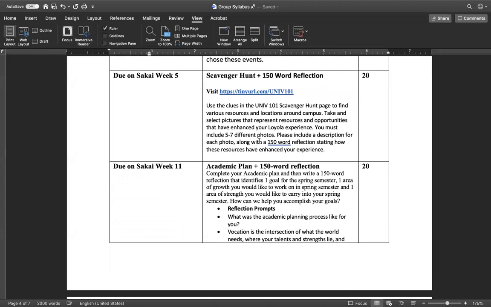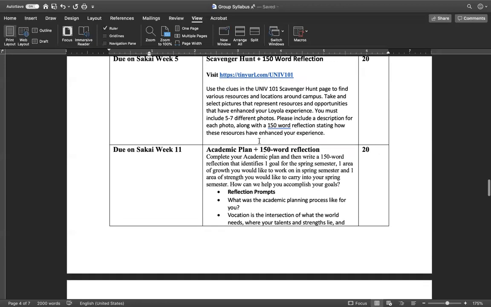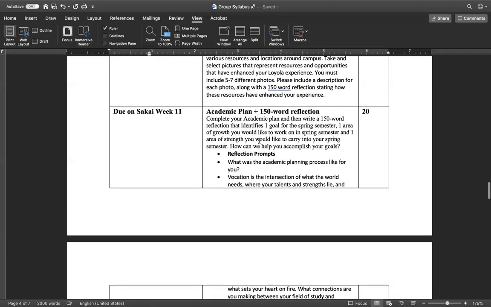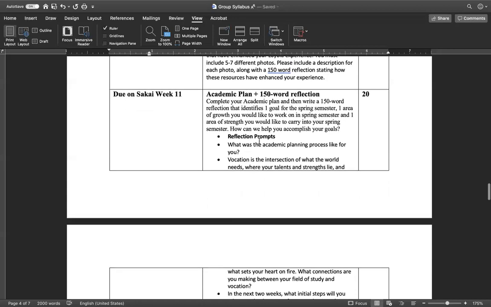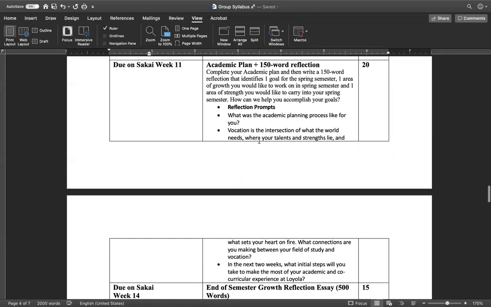And then we have an academic plan, which really just allows students to think about the next semester, or even their next 4 years, laying out their academic goals and ways to prepare and be more ready academically when looking at classes and for their majors.